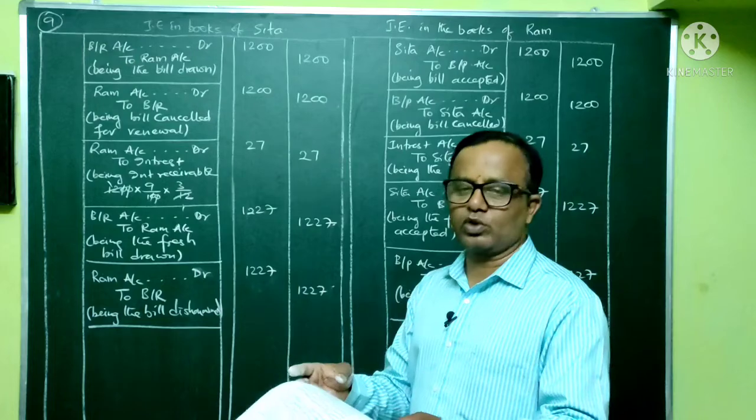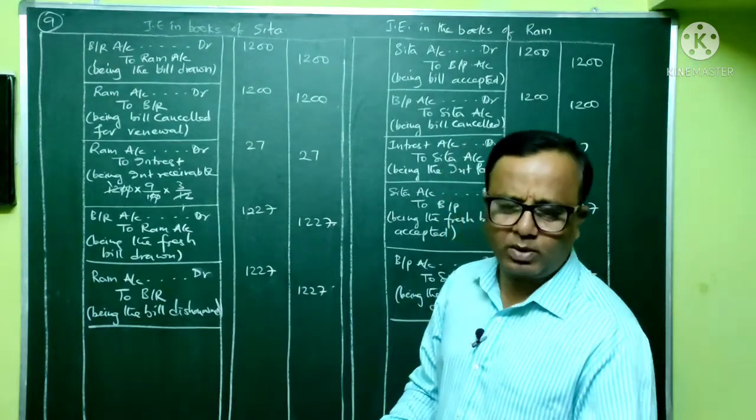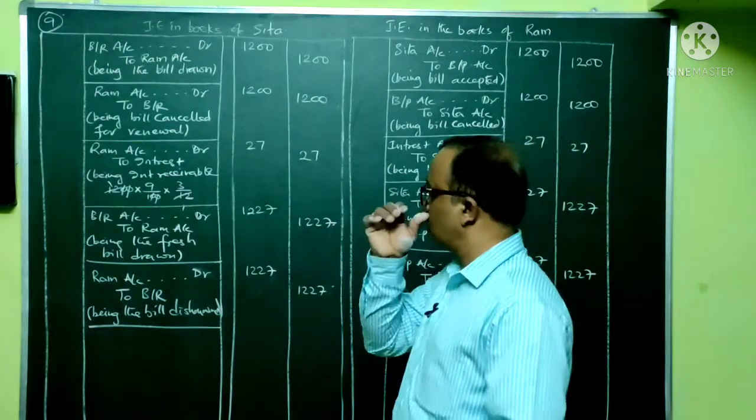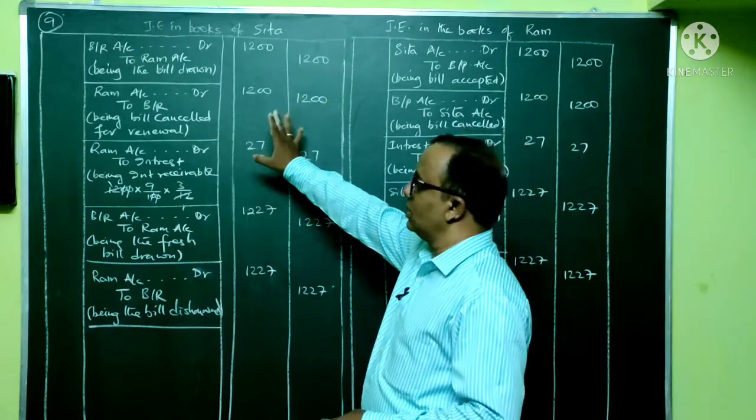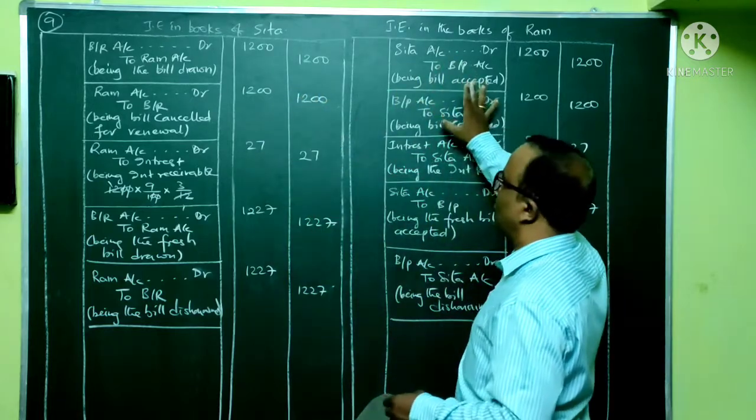Past journal entries in the books of Ram and Sita. It is a very simple problem here. So basically you observe here. First we are taking Sita. In the books of Sita, what is the entry? Then what are the entries in the books of Ram if you observe?